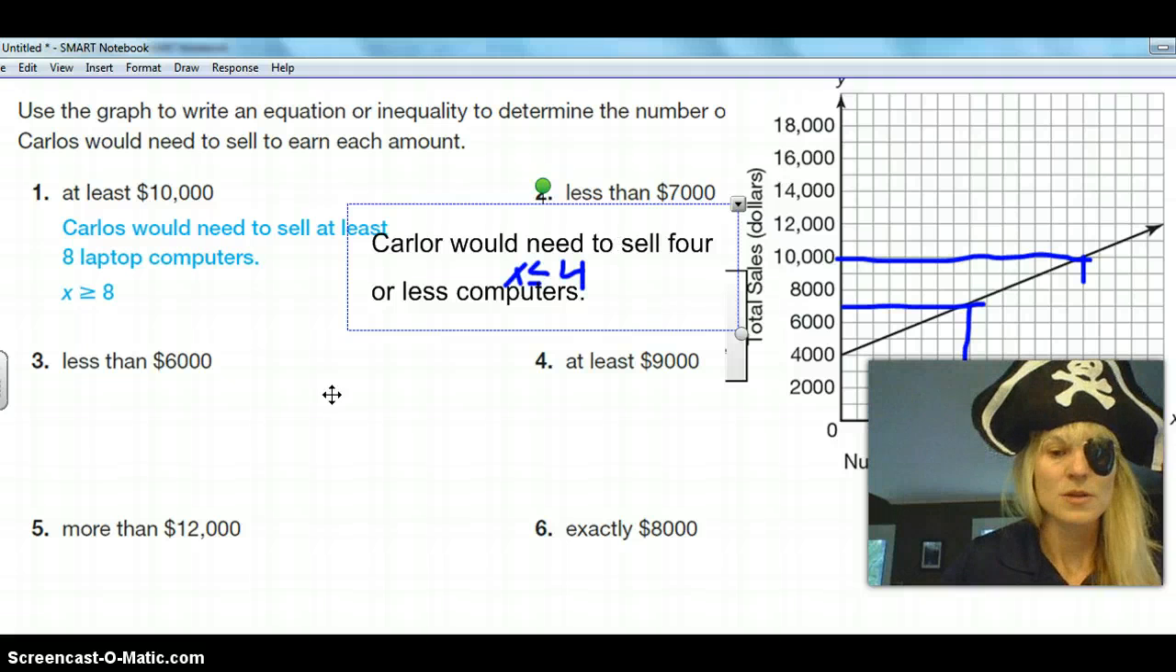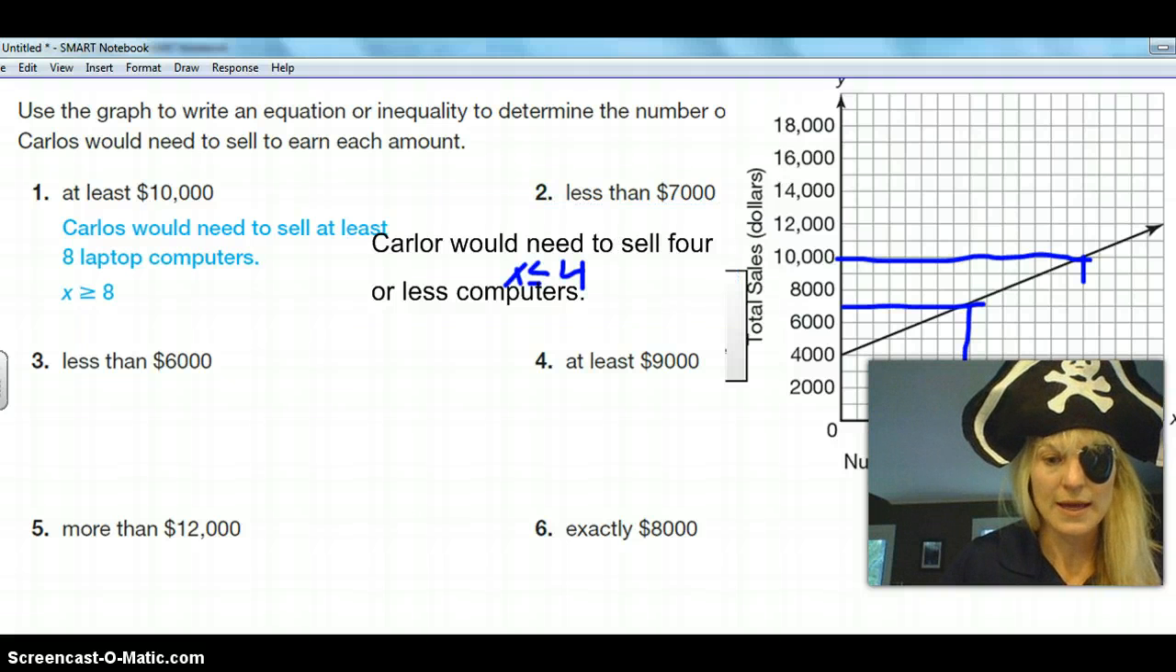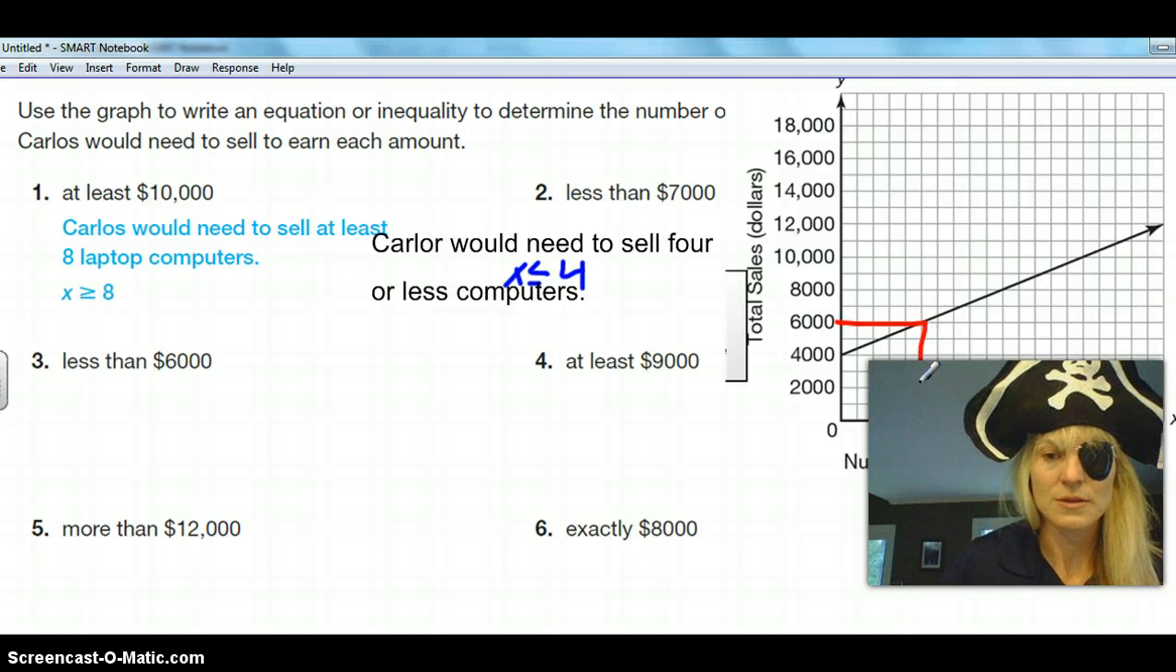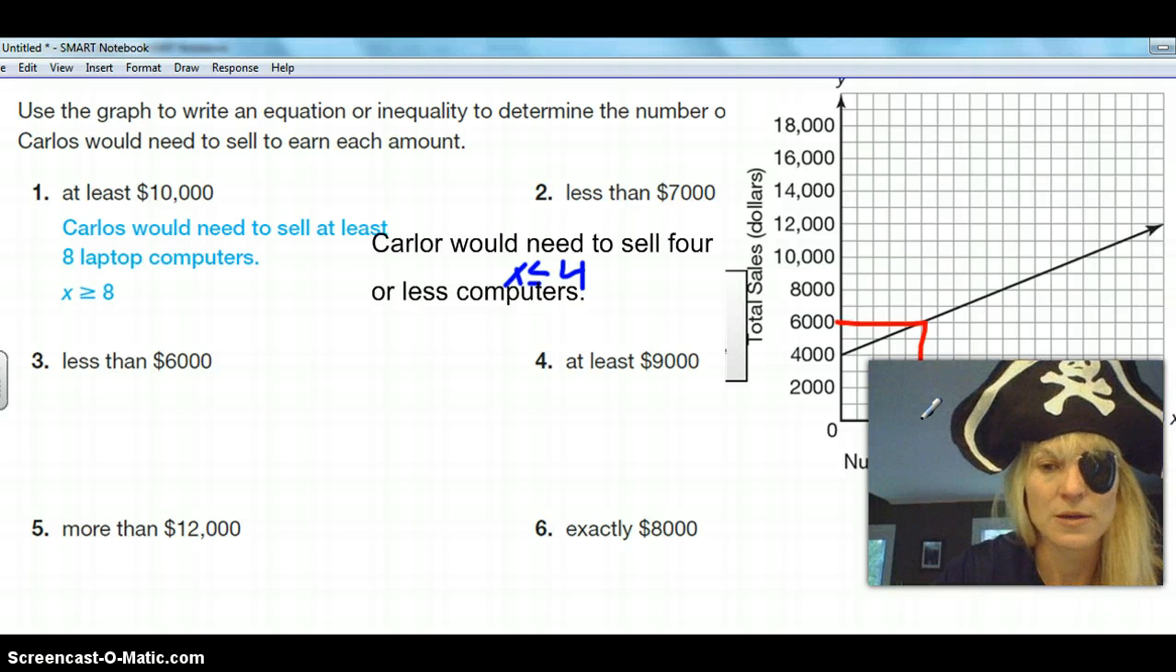Okay, so again, let's look at this one, less than 6,000. So again, I want to go over to my graph here and look at 6,000. They're asking how many computers would Carlos need to sell to make 6,000 or less. Well, that is at 2.5 computers. And again, you can't sell half of a computer. So the question is, can he sell 2 computers or less or 3 computers or less?